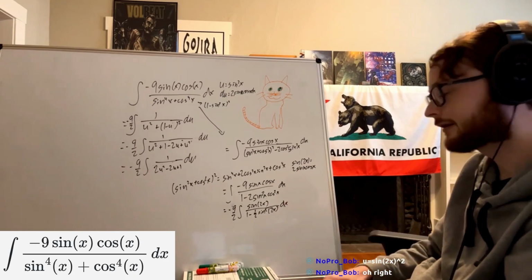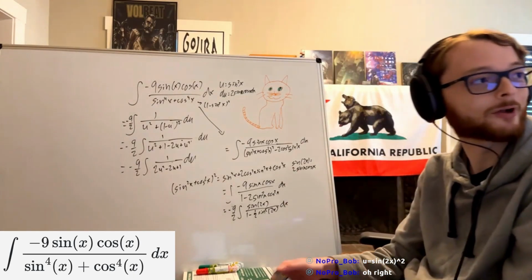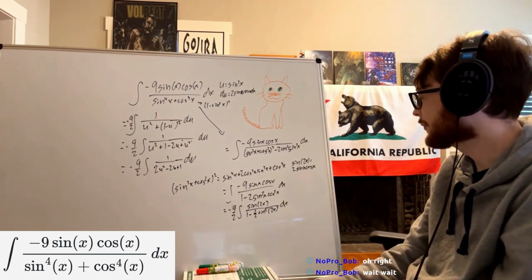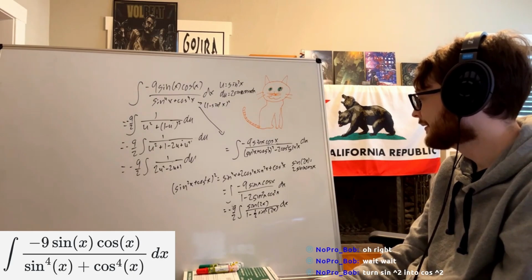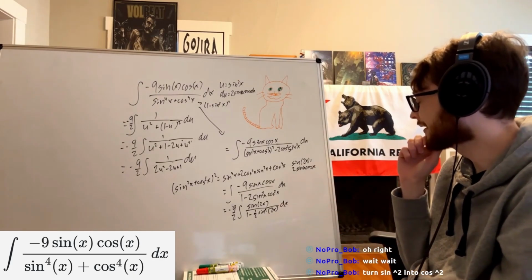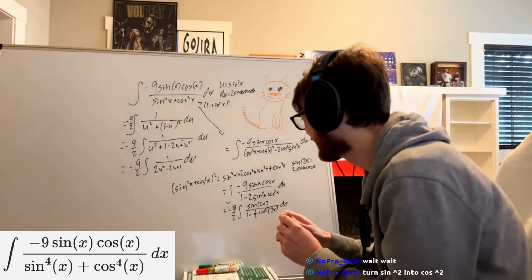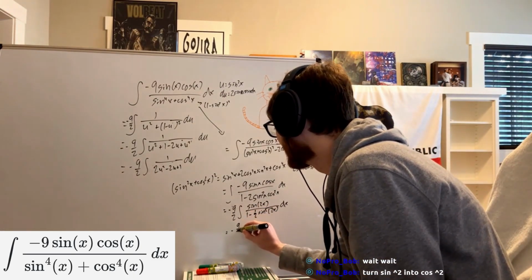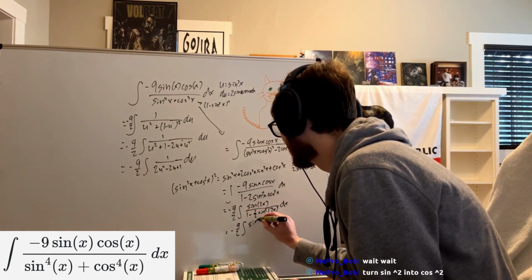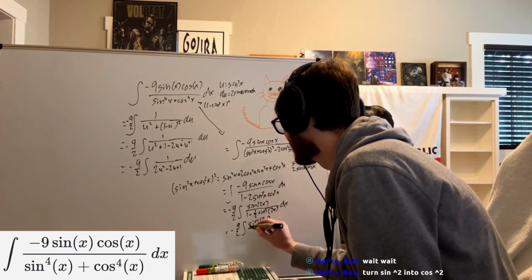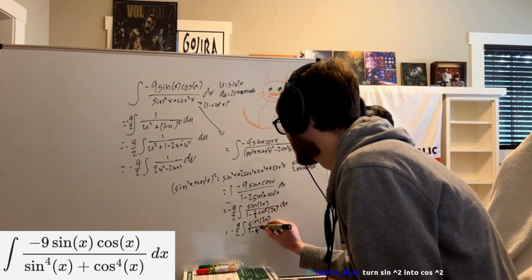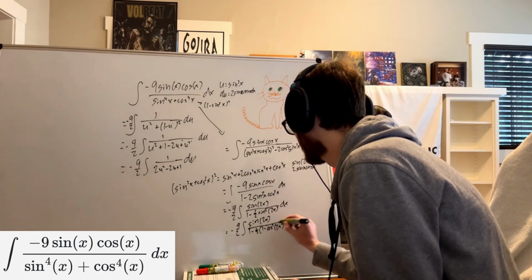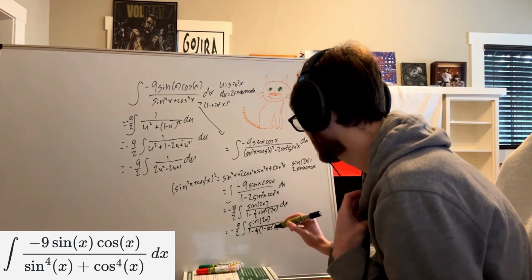That is an interesting format, though. Or wait, oh no, you have another idea? Turn sine squared into cosine squared. Oh, and then you do u equals cosine. Okay. There's an idea. One minus cosine squared 2x dx. Okay.